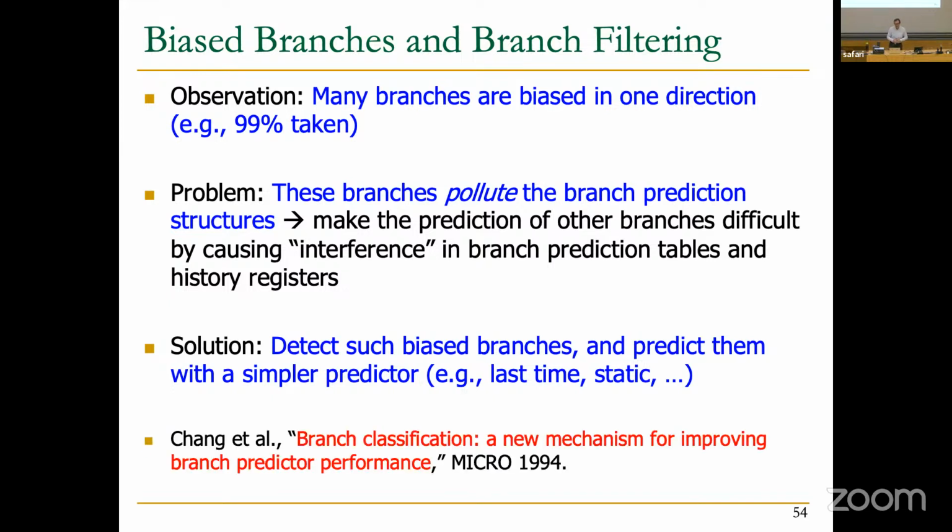And this was introduced by this work, and a lot of existing processors and proposed predictors do this. They try to use as simple a predictor as possible to predict a branch accurately.